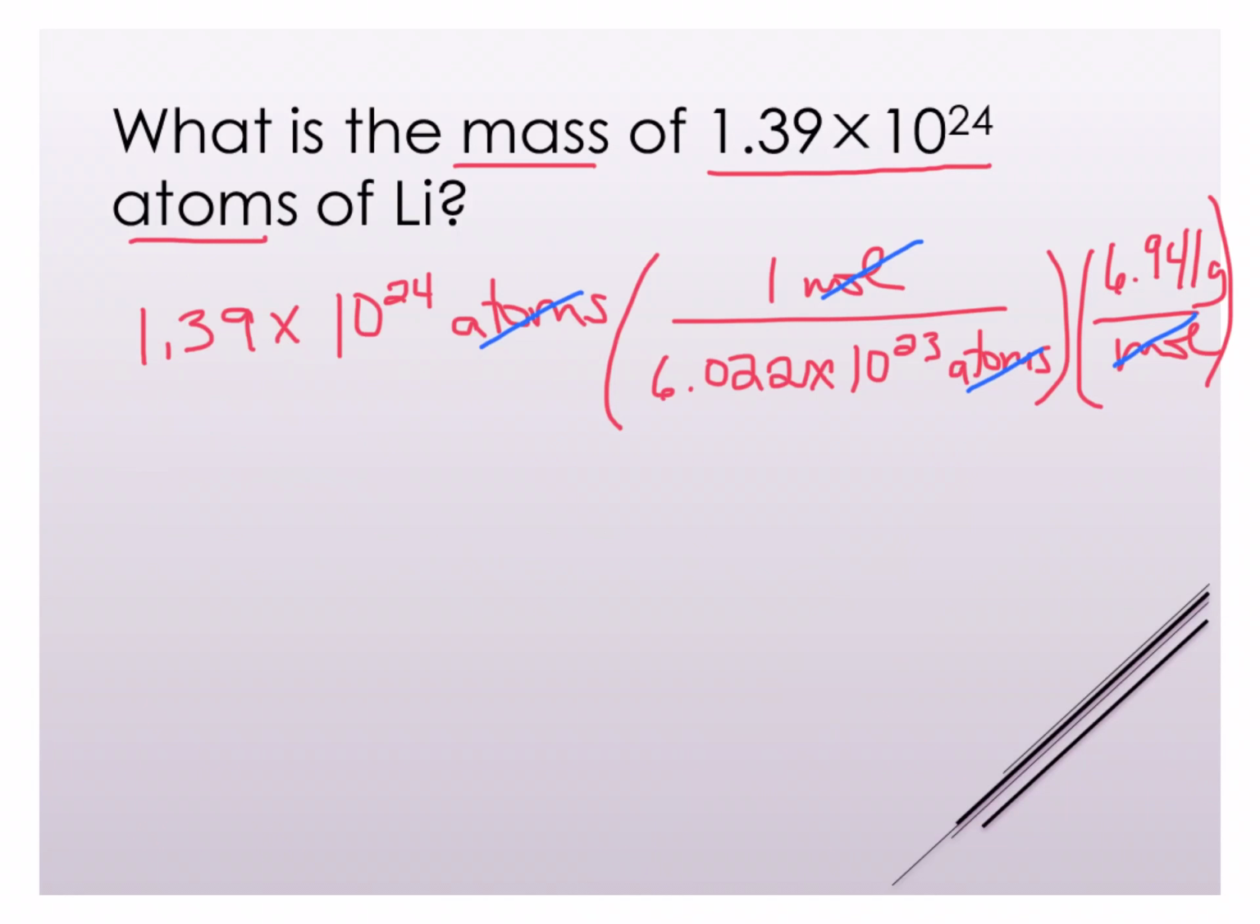And so what we get is 16.0 grams of lithium. Now I need to have 3 sig figs in my answer because my original value here had 3 sig figs. So even though it's 16.0, I still need to include that 0 in there because I don't want to take away from the precision of my answer just because I didn't feel like writing down a 0. So always include the correct number of sig figs.